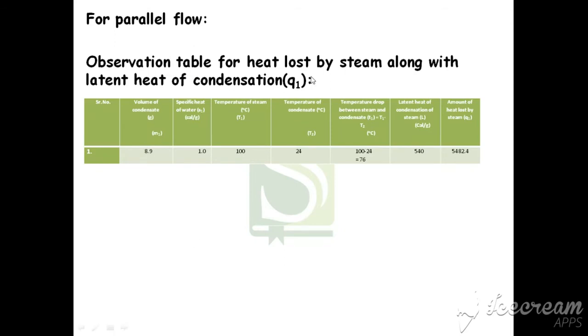So this is the observation table for heat lost by the steam along with the latent heat of condensation. So the volume of condensate was found to be 8.9. Specific heat of water is 1. Temperature of steam was 100. Temperature of condensate was 24. So temperature drop was 76. The latent heat of condensation of steam is 540. Now let us see the calculations for amount of heat lost by steam. Q1 is equal to M1 into S1 into T1 plus M1 into L. By substituting the values, we get the final value of amount of heat lost to be 5482.4.